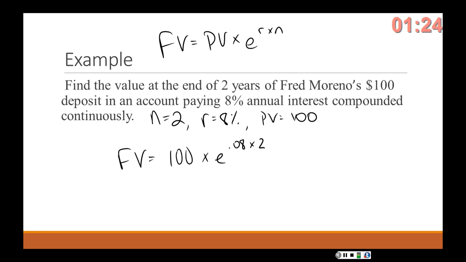So if we're putting this into our calculator, the steps that we would take: if you have a financial calculator or a graphing calculator, you can type it in exactly the way it looks and it'll work. But if you don't, you would type in 0.08 times 2 equals, that would be 0.16. Then you need to push the second button and the e to the x button, which is above the natural log button. And that will give you 1.1735, and you multiply that by 100 to give you $117.35.